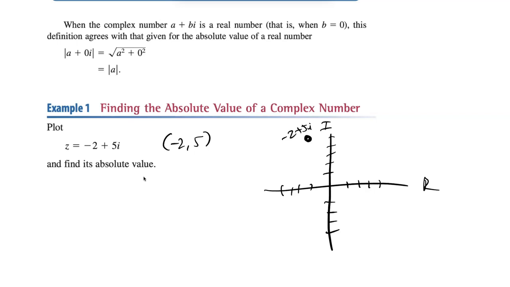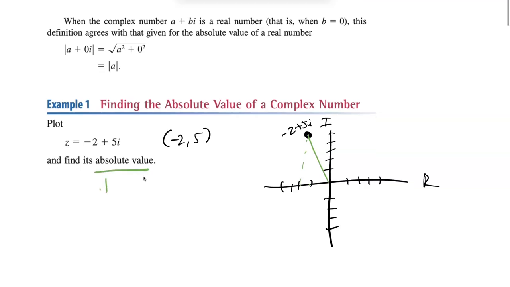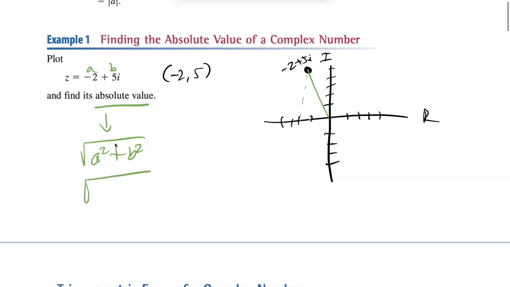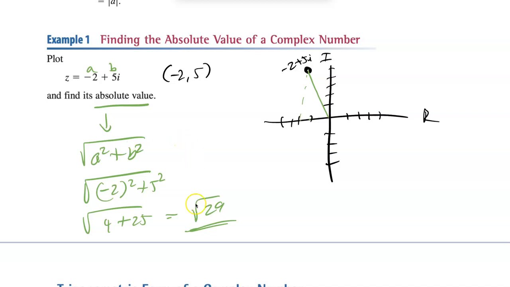Now if I want to find the absolute value, it's literally just this guy. How far is it from the origin? So if you want, you can make a triangle out of it. But we're just going to use the formula. Absolute value is just going to be the square root of a squared plus b squared. This is a and that is b. Remember, we do not include the i. So it's going to be the square root of negative 2 squared plus 5 squared. So square root of 4 plus 25, so square root of 29. That's the absolute value of that complex number.